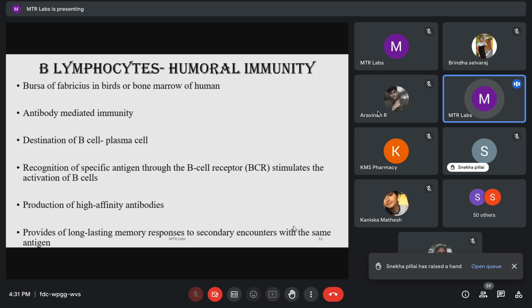As you know, the whole adaptive system is very specific. These antibodies developed in adaptive immunity will also be of high affinity, with strong attachment to the antigen. And it provides long-lasting memory responses for secondary encounters. These naive B cells, after contacting the antigen, proliferate and differentiate into effector cells, called effector B cells. They then produce the antibody with antigen binding sites, so they have this high affinity towards the antigen.